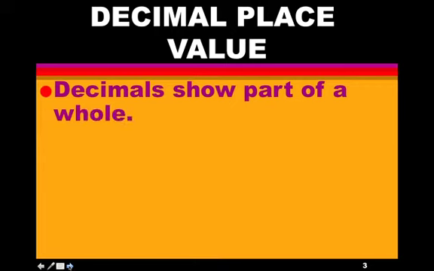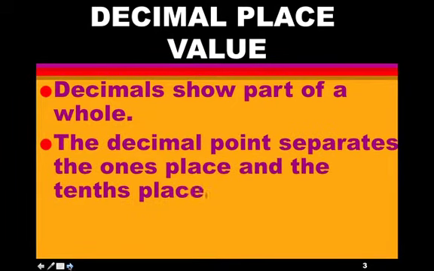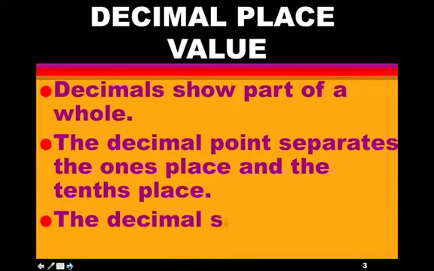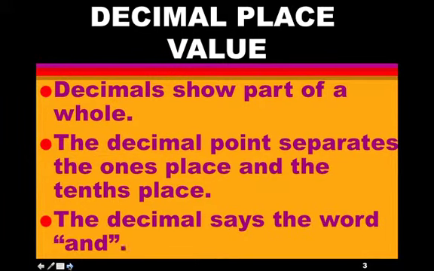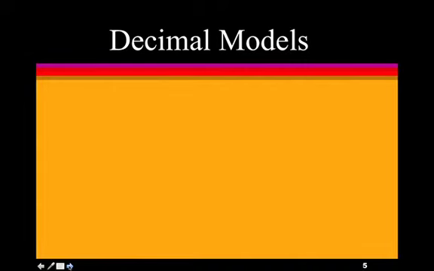Decimals show part of a whole. Remember that the decimal point separates the ones place and the tenths place. The decimal point says the word and. Let's take a look at some decimal models. You can see here a whole square. This is one whole or one unit.